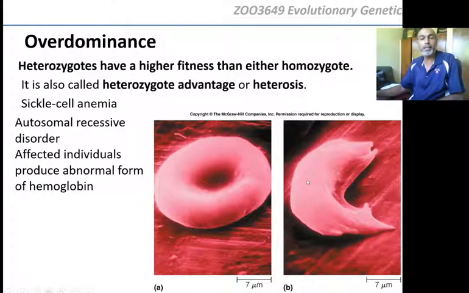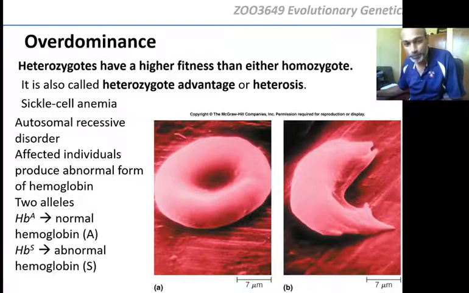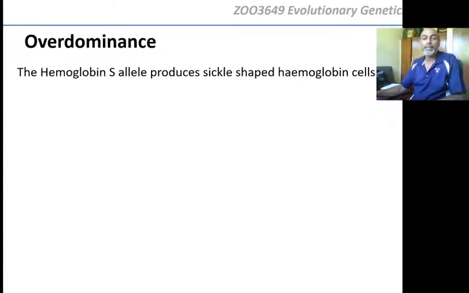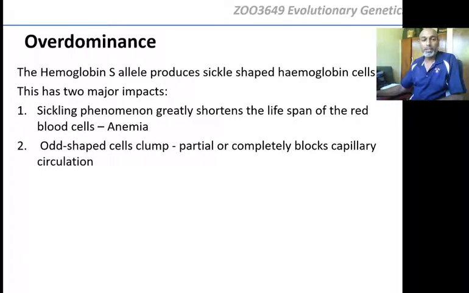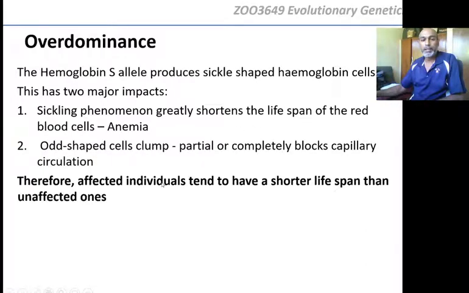It's a lethal condition. But if you're heterozygote, how does it give you an advantage? You know, right? So let's have a look. I've just explained it to you. The sickle cells are not good, right? So if you have two sickle cells, you have a much shorter lifespan than unaffected, okay?